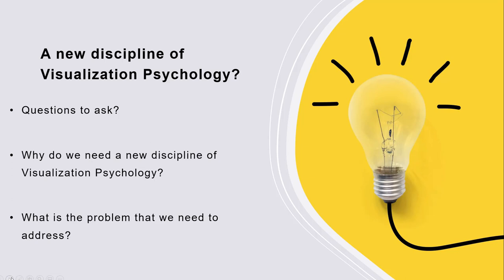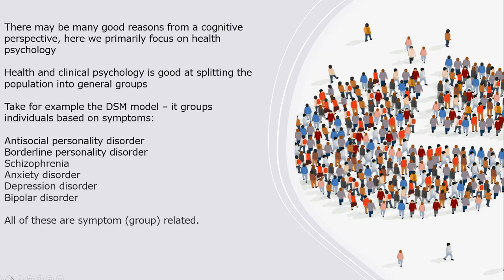Why can't we just have psychology and visualization as two separate disciplines? What is the specific kind of problems we are trying to address? So I'm going to try to at least touch on some of these possible reasons. So let me start by highlighting some of the problems that psychology is facing.